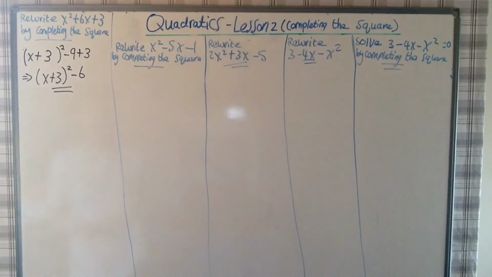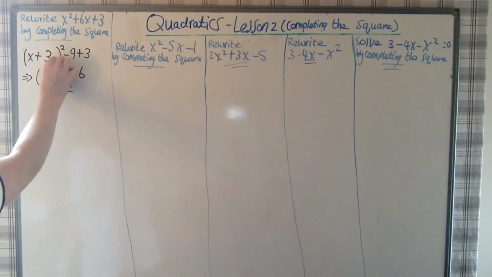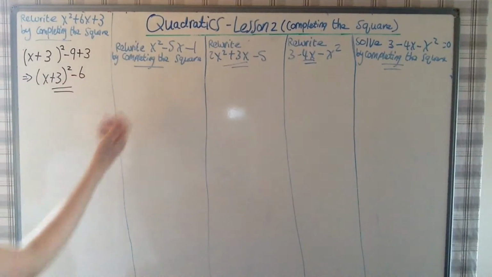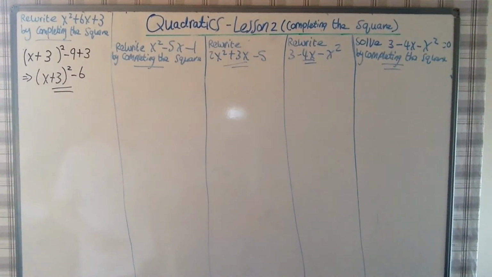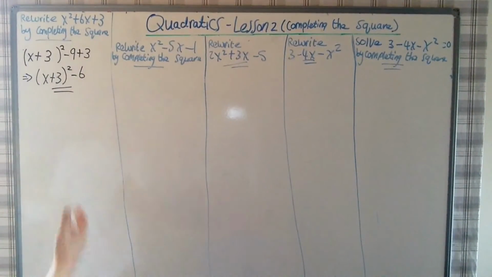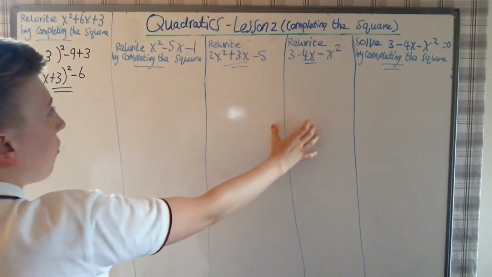Another way to think about it might be, how do we get to 3 from 9? Because we get 9 when we expand this and we need 3. We minus 6. So that's just another way of thinking of it. And here's our answer. We could then go on to solve this, but the question doesn't ask for that. It just asks us to rewrite it in completed the square form, as these 4 do also.